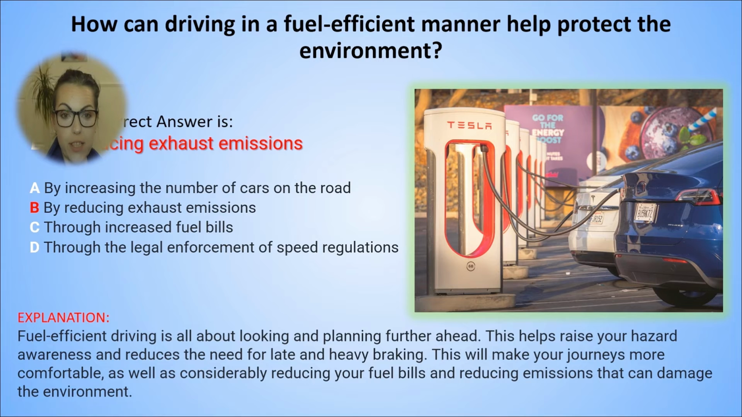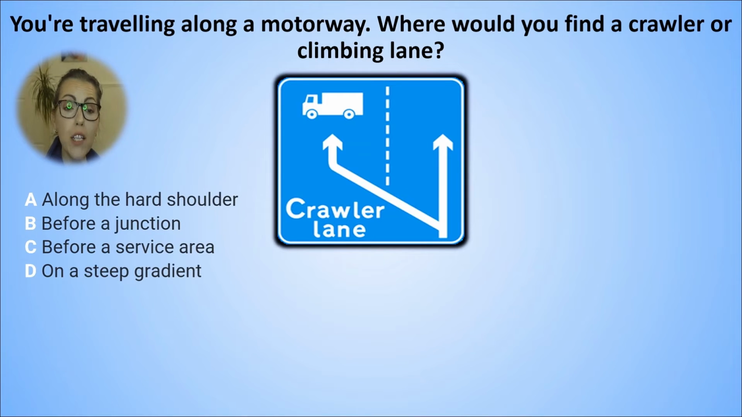Okay, next question. You are traveling along a motorway. Where would you find a crawler or climbing lane? A. Along the hard shoulder. B. Before a junction. C. Before a service area. D. On a steep gradient.